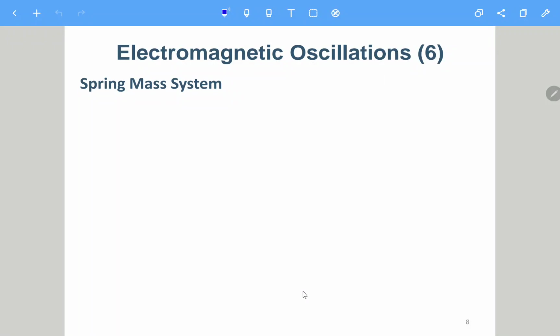Okay, so here we take a look at the spring mass system. How could we write the ODE to describe the spring mass system? Suppose we have a wall, and then there is a spring with a coefficient k, and then it connects to a mass.